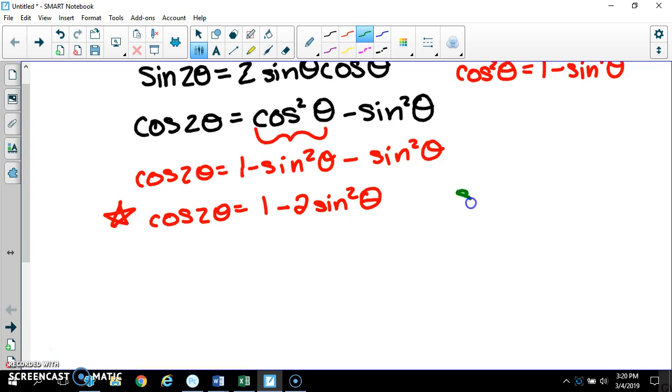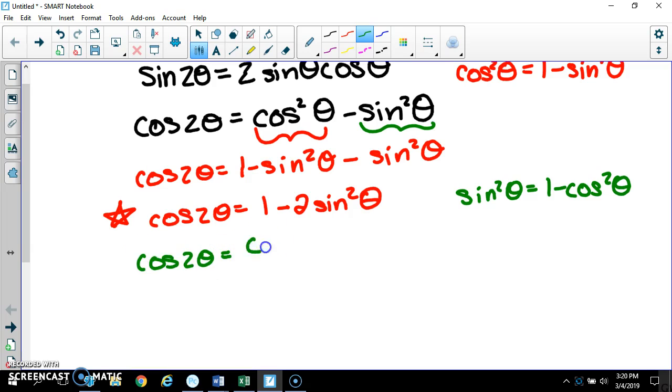And that's going to be one of my equations for cosine 2 theta. The other one, we also know sine squared is equal to 1 minus cosine squared. So I'm going to replace this sine squared right here. And I'm going to go cosine 2 theta is equal to cosine squared minus (1 minus cosine squared). I was sure to write the 1 minus cosine squared inside parentheses, because with the sine value right here being subtracted, it's important that I subtract all of sine squared. And sine squared is equal to 1 minus cosine squared.